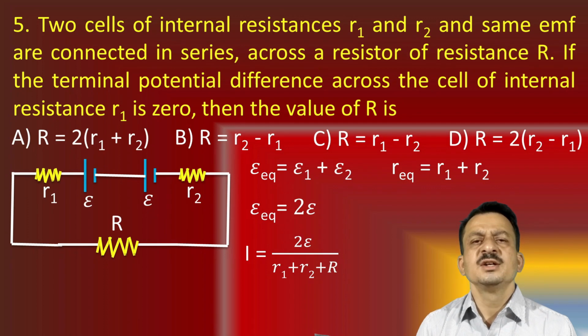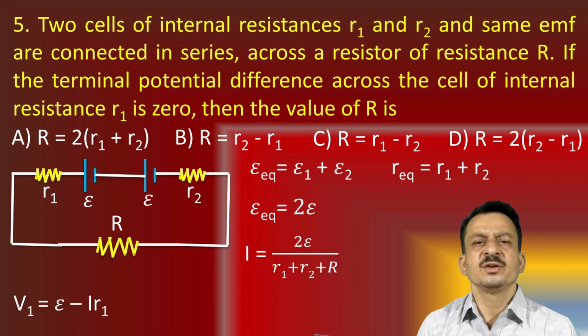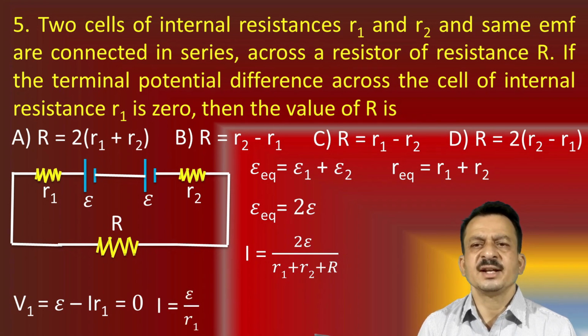So that means the terminal potential across the first EMF, if we take it as 0, therefore terminal voltage is given by V1 is equal to E minus I into R1. This should be equal to 0. So it is given. So from this one, what is current I? The current I is given by E by R1. Now we have got two expressions for the currents, and equating them and simplifying for R.